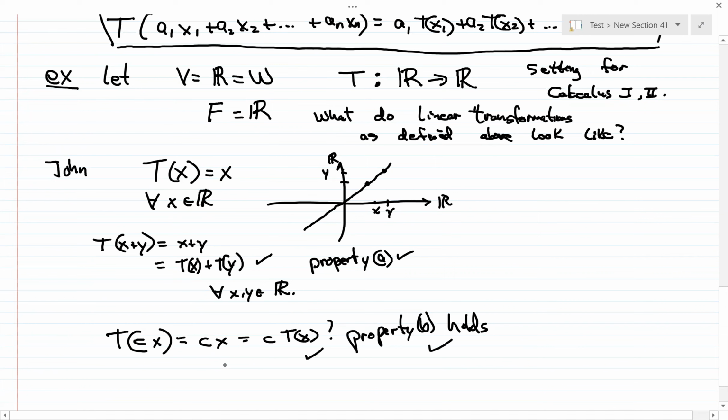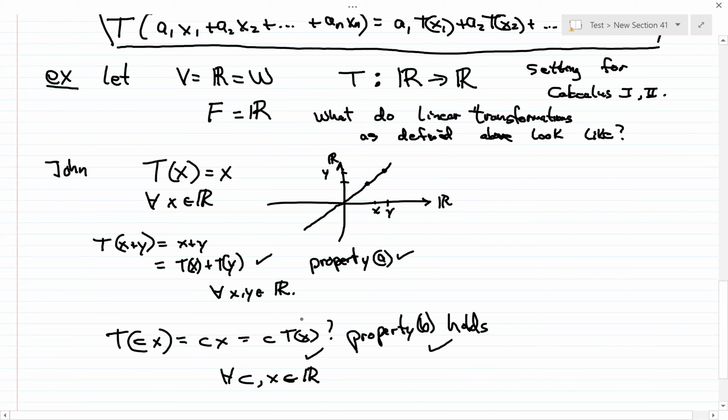Now, what should I have said? Got to check this for all C and all X in R. But that's true still. So good job, John. This is a linear transformation. Does it make some sense? Yeah, a line, you might expect to be linear. You may have the same base in the words, line, lin. Okay, so this is a linear transformation.